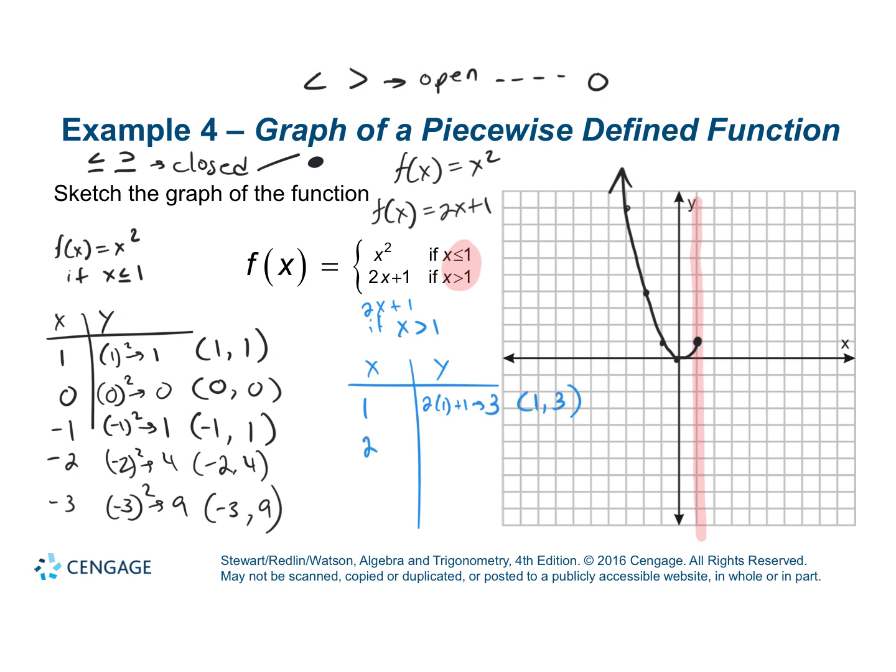I'm going to try 2. It's 2 times 2 plus 1, which gives us 5, so it's (2, 5). I'm just going to find 4 points. Then we have 3. So it's 2 times 3 plus 1, which is 7, so it's (3, 7). Then I'm going to do 4. 2 times 4 plus 1 is 9. So we're left with (4, 9).